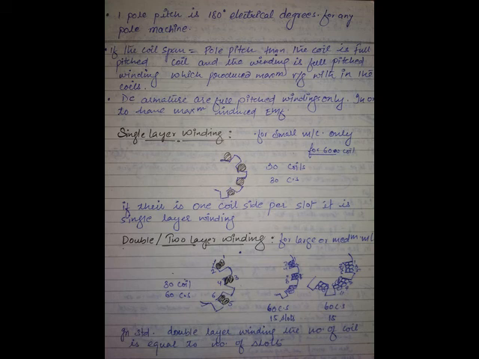For a given number of conductors, multiplex windings increase the current rating while decreasing the voltage rating.